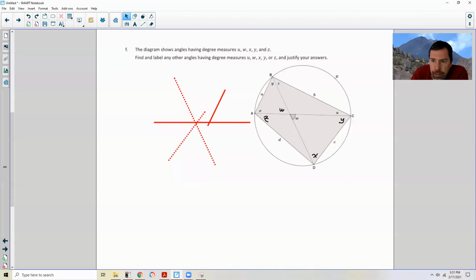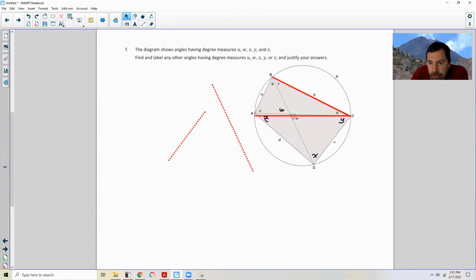Okay, now let's focus on angle U. We haven't focused on angle U yet. So this goes back here. This will go to here, and this will come up to here. So angle U intercepts arc AB. So then I want to find the other angle that intercepts arc AB, and it's right there. So angle ADB intercepts arc AB.